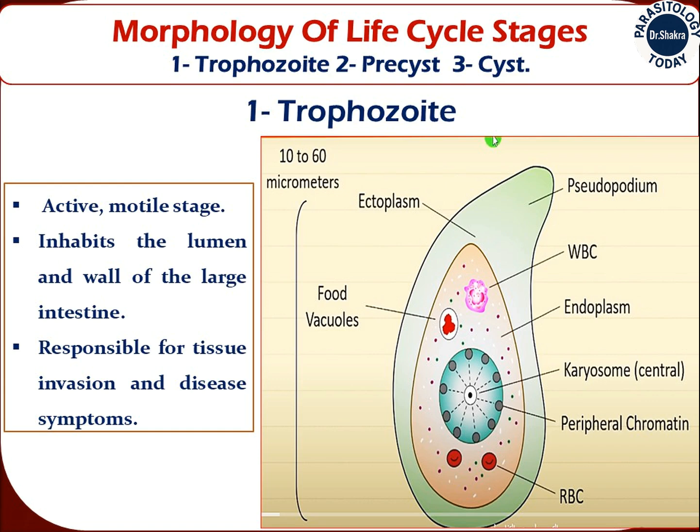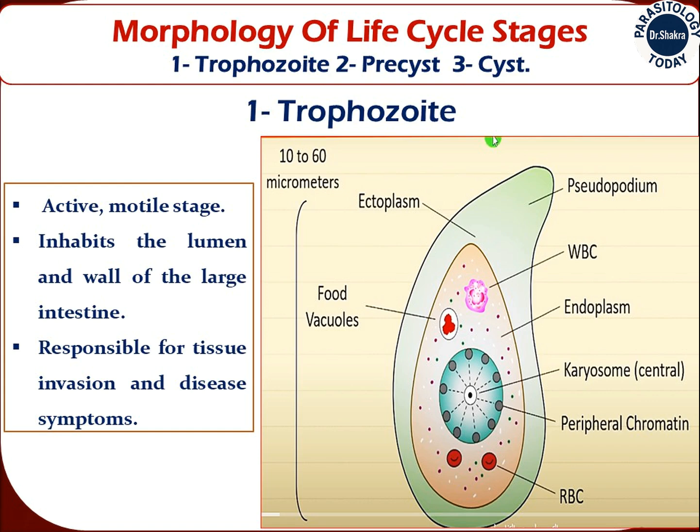Morphology. Trophozoites are active, motile, and irregularly shaped, measuring 10-60 micrometers in size. The cytoplasm is divided into ectoplasm, the clear outer layer, and endoplasm, the granular inner layer. The cytoplasm exhibits finger-like pseudopodia for movement and capturing food. The endoplasm contains food vacuoles for digestion, ingested white blood cells, ingested red blood cells, and a nucleus with a central karyosome and peripheral chromatin.